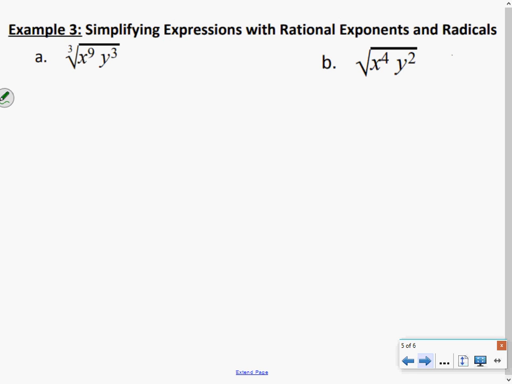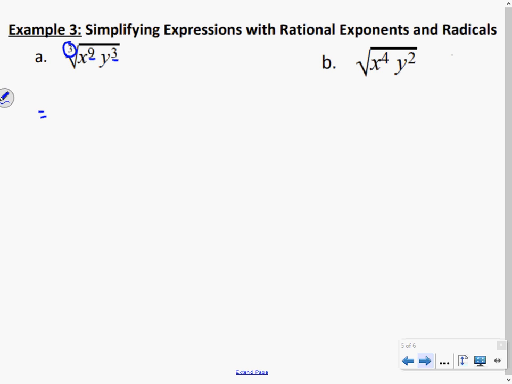Now, let's say we start with something in radical form and we want to try to simplify that. Well, remember that the index is really the number that was originally on the bottom of the fraction for those rational exponents. The exponents that you see inside were originally the numerators of those rational exponents. So we just need to put it back into fraction form, essentially. So what we're really going to be doing is dividing each exponent underneath the radical symbol by the index.